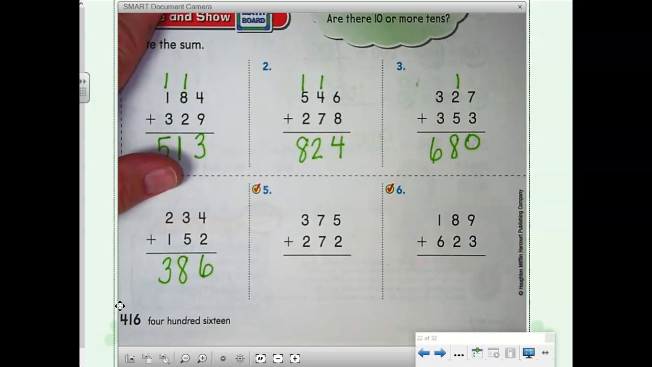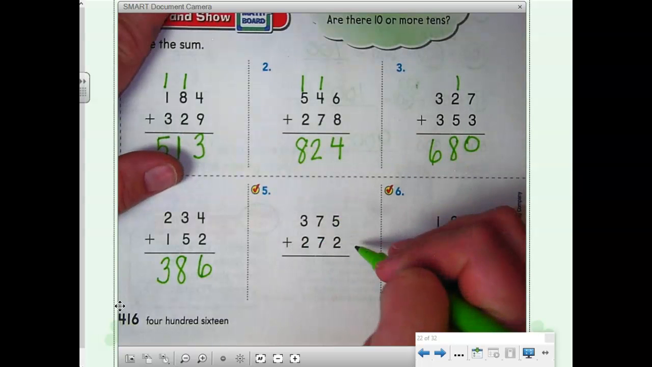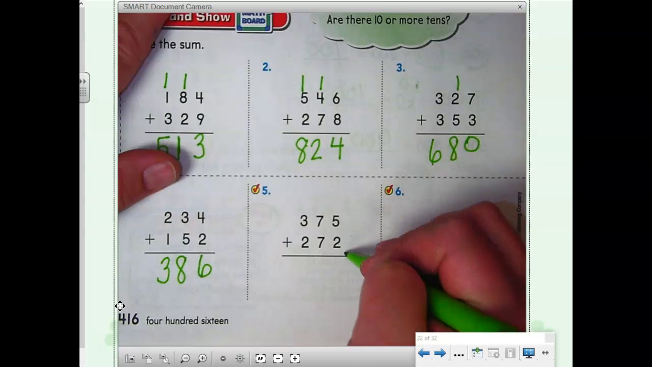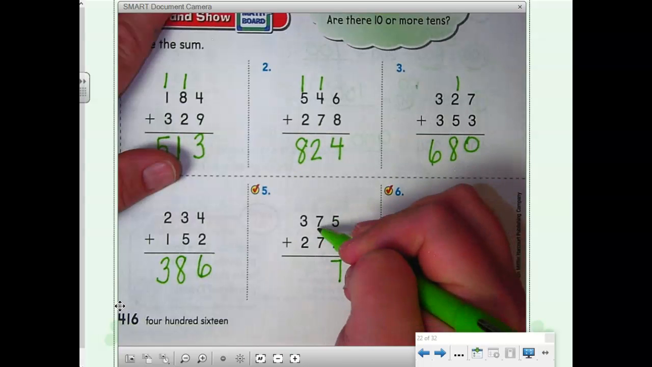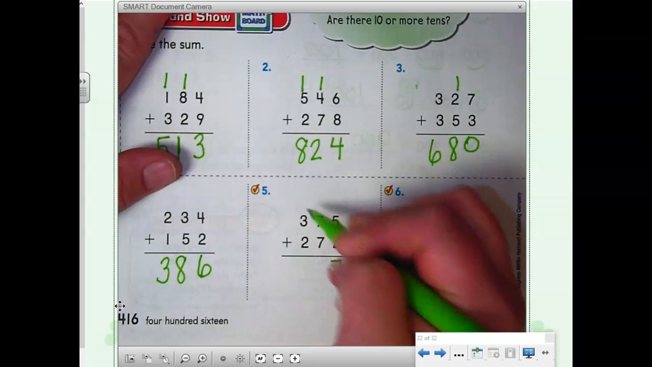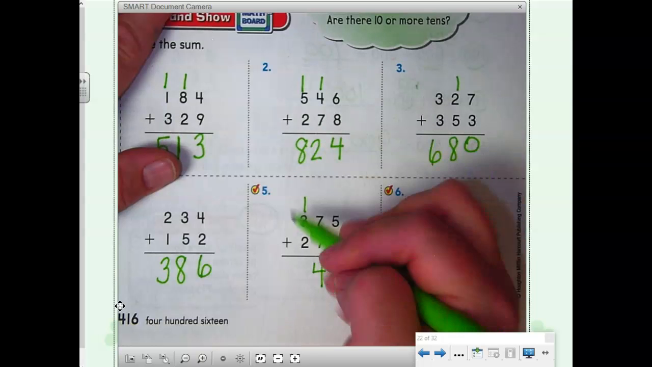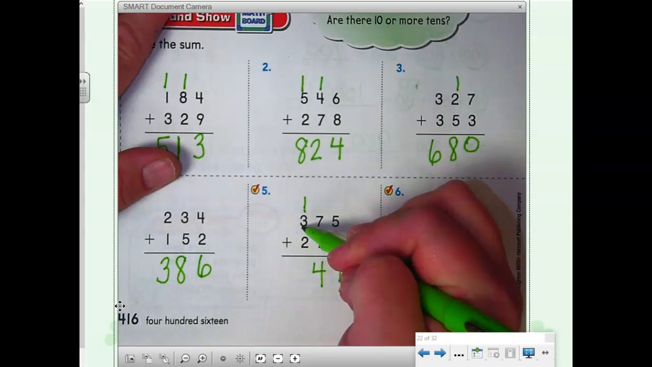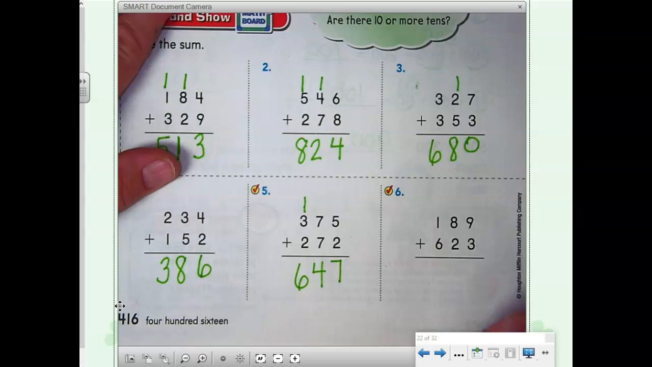Okay, let's check your work. 375 plus 272. 5 plus 2 is 7. You do not need to regroup there. 7 plus 7 is 14. That's 14 tens. One group of 100, 4 tens. 1 plus 3 is 4. 4 plus 2 is 6. 647.